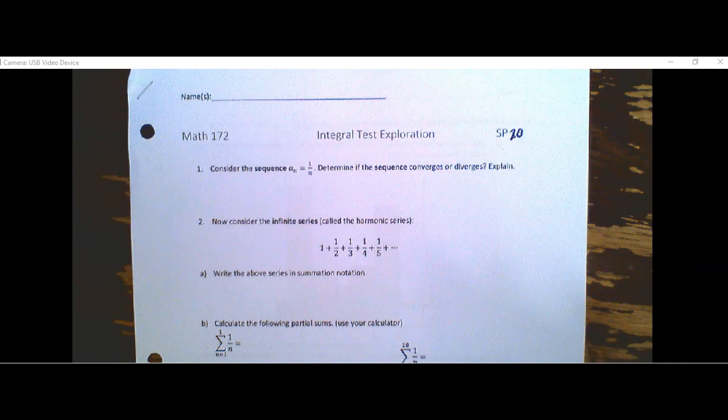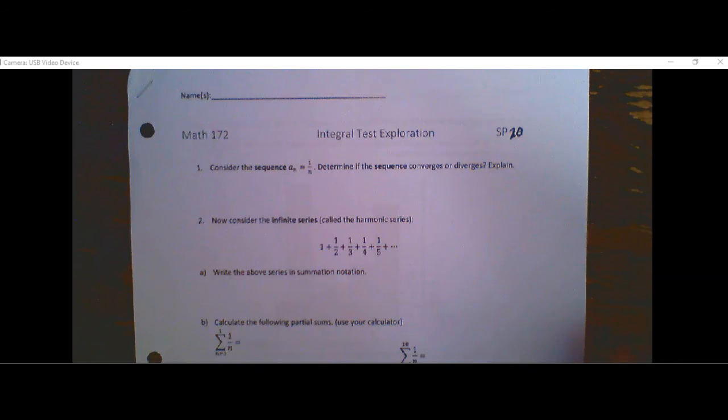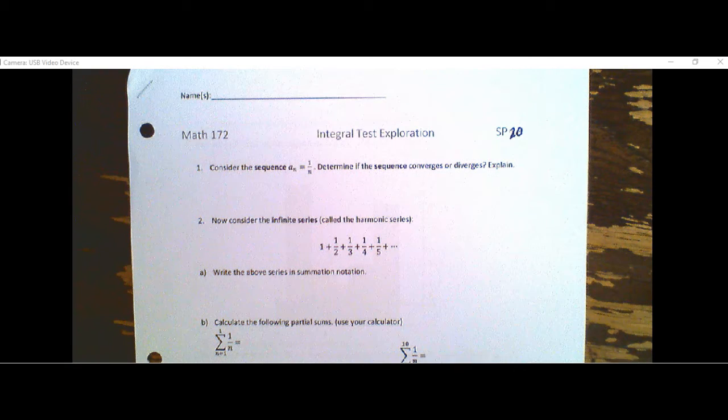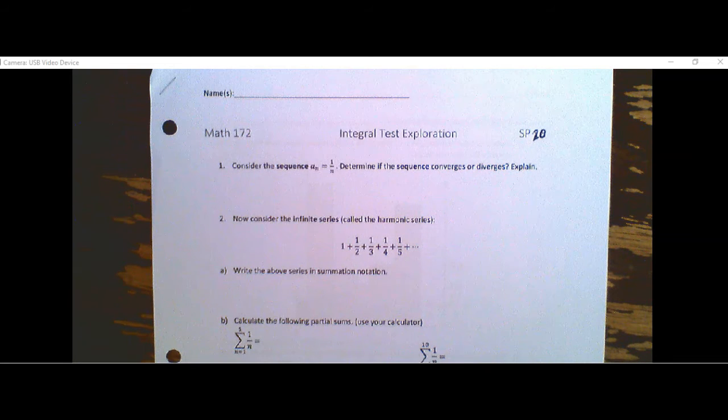Hey everyone, today we're going to talk about the integral test. This is section 8.3, I believe. It's a test for convergence of an infinite series. So we're going to do lecture a little bit differently today. I have this integral test exploration that I'm going to run through with you guys, and we'll try to develop the integral test as we go.